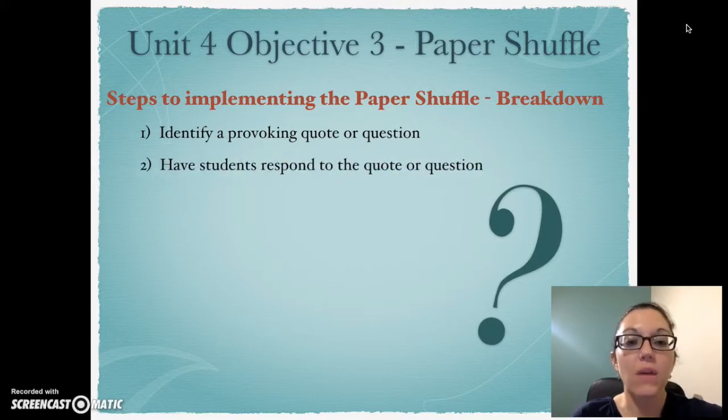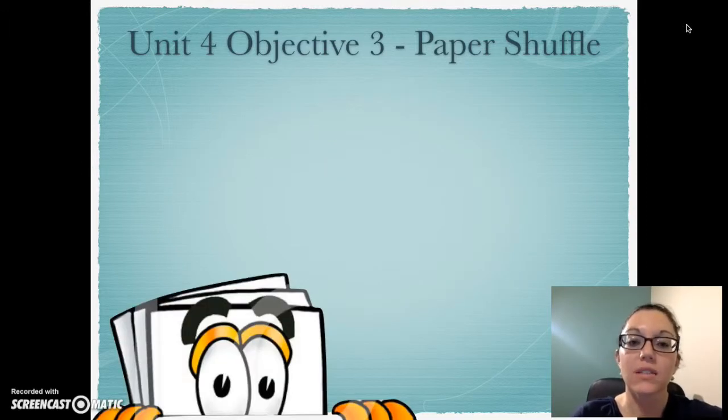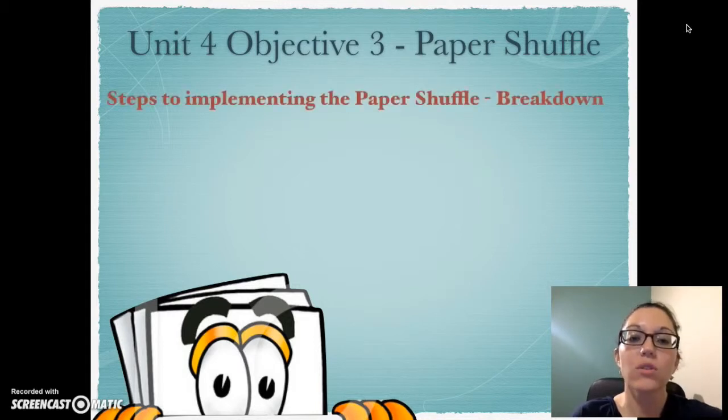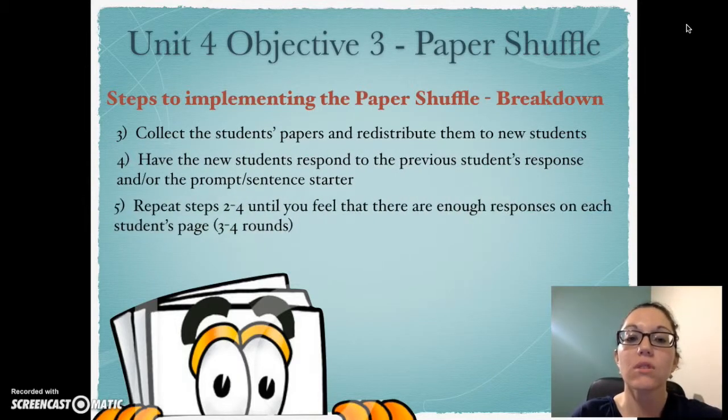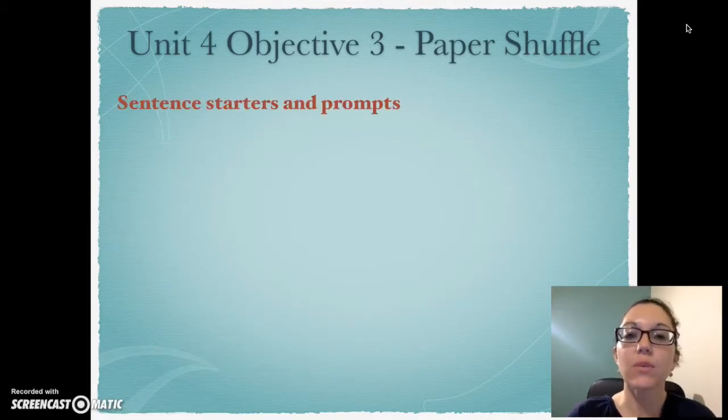Students will have to read the prompt or question and write a 2 to 3 sentence response. During steps 3 through 5, when you redistribute the papers, encourage students not to figure out who wrote the responses above them in order to help keep the activity objective. For each round, you can have several different prompts or sentence starters in order to promote thinking and to have the students vary their responses for each round.